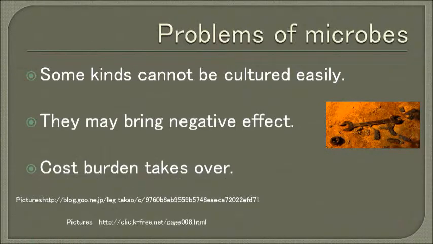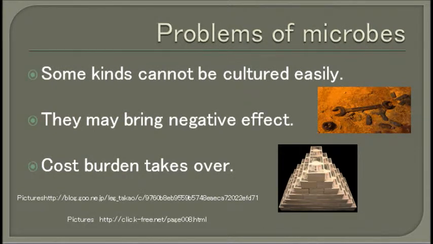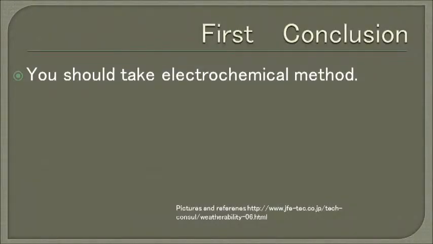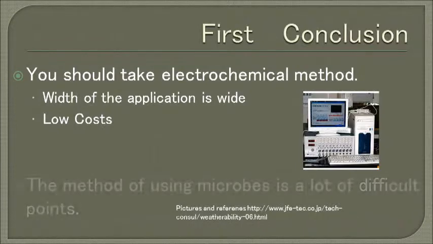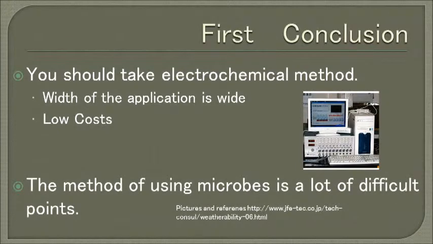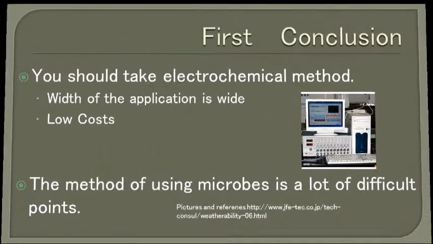And the cost burden falls on the workers, because you must prepare facilities necessary for management, such as the culture. First conclusion. Improving electrochemical techniques is highly effective in preventing rust. Some kinds of microbes are abundant, but it is very likely that microbes bring the opposite effect. The electrochemical method will get better accuracy if the professor polishes the techniques.